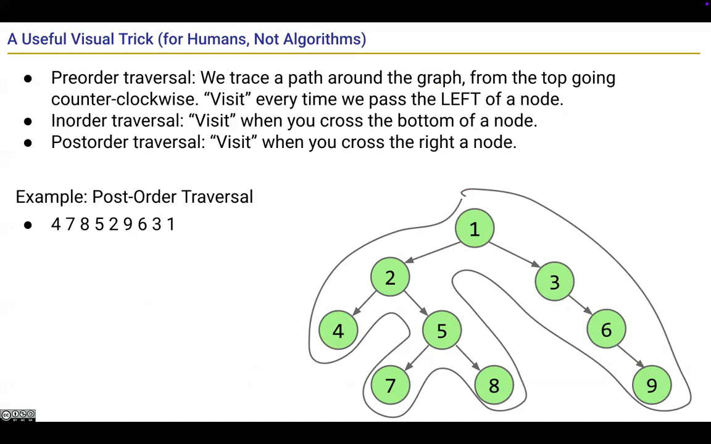Essentially, if you look at the picture, we just add them every time we pass to the left of the node. We draw a circle, we pass to the left, add it. Pass to the left, add it, come up, add it, add it, add it. That makes sense? So it's every time we pass to the left. Our in order traversal, when do we add them?